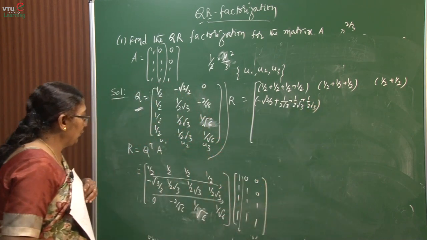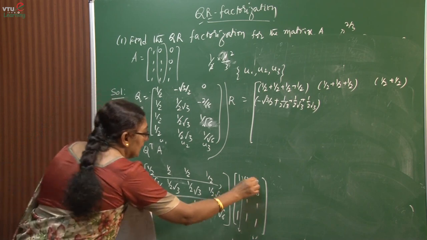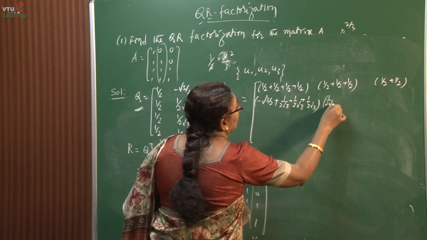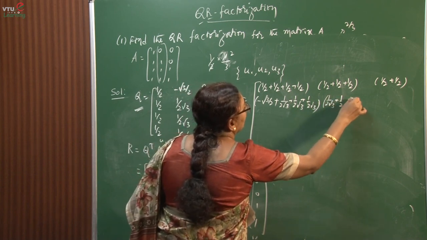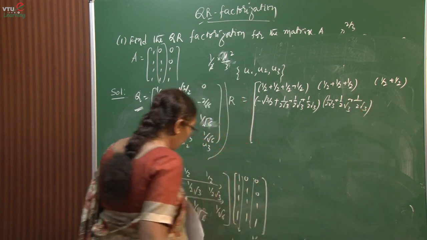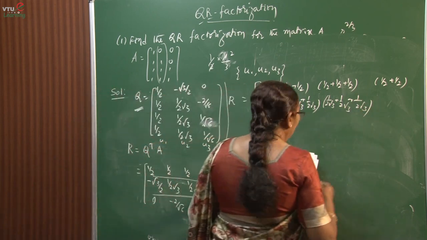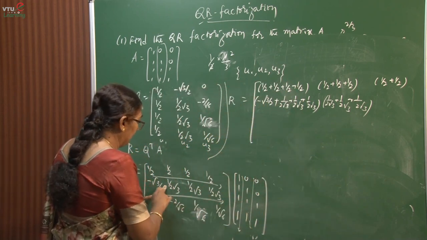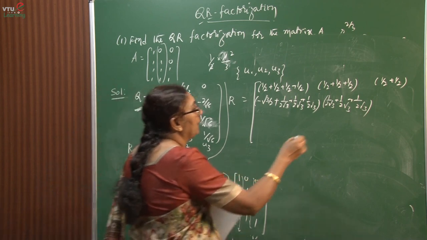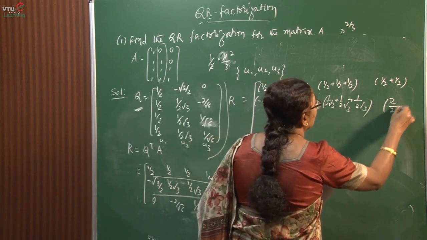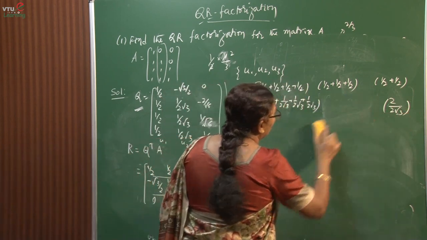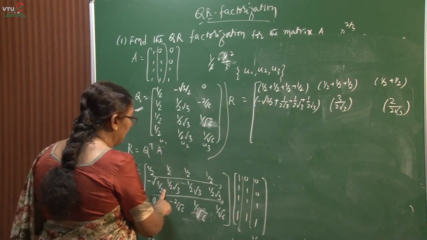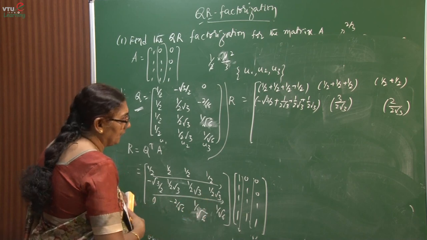Next, move to the second column with the second row. What do we get? 1 by 2 root 3 plus 1 by 2 root 3 plus 1 by 2 root 3. Move to the next one. If you want to add, multiplied with this, these two are 0, 1 by 2 root 3, 1 by 2 root 3, we get 2 by 2 root 3. This part is easy: 3 by 2 root 3. It's very simple: 0, 1 by 2 root 3, 1 by 2 root 3, 1 by 2 root 3, we get 3 by root 3.